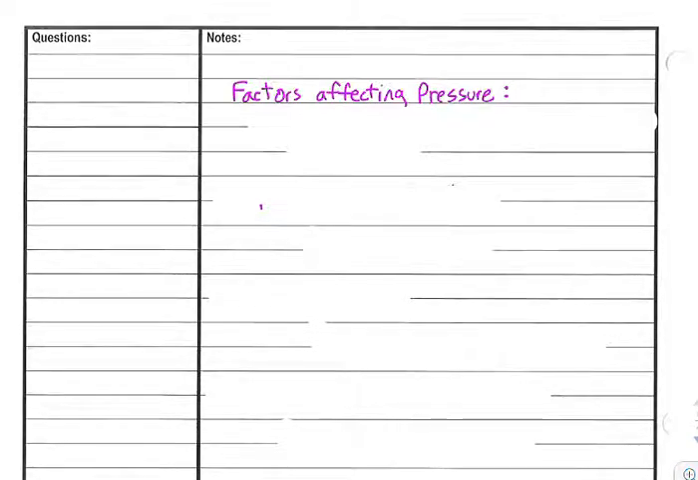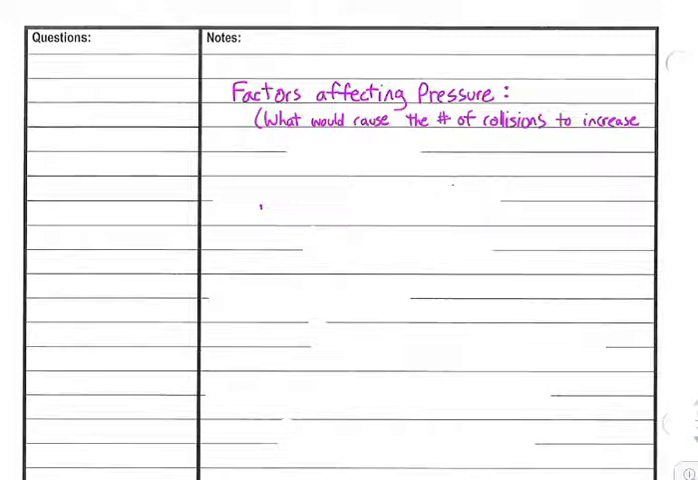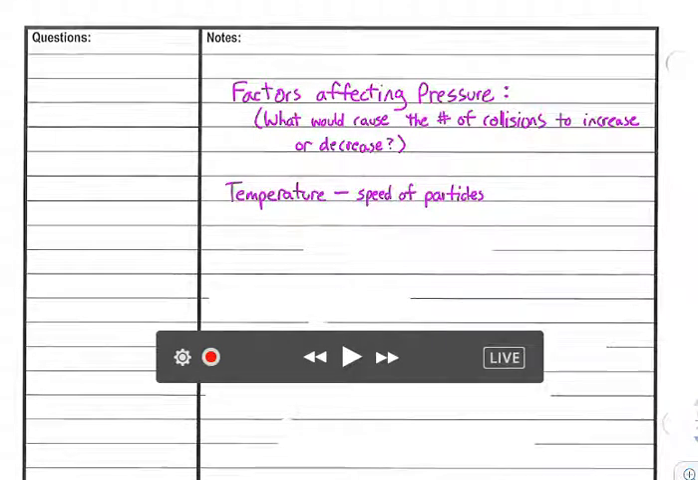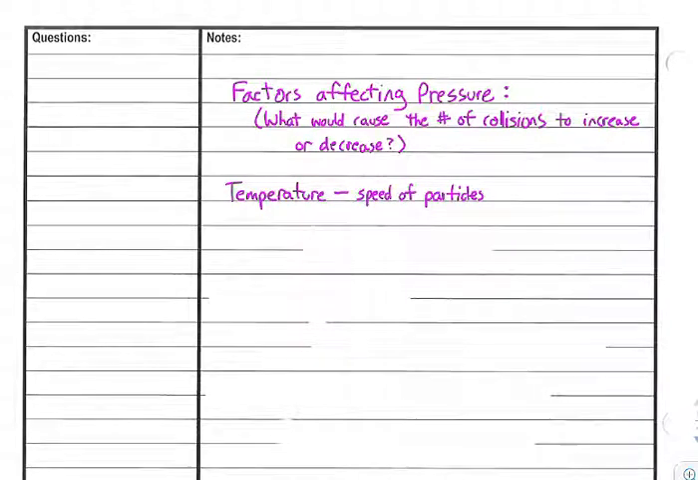And remember, when we're trying to affect pressure, what we're trying to do is determine what causes the number of collisions to increase or decrease. And we talked about three things. Temperature is going to come up first here, and that is the speed of the particles. So if we increase the temperature or decrease the temperature, we're changing how fast the particles go, and that's going to make them bump into the sides more or less because they're going faster or slower.